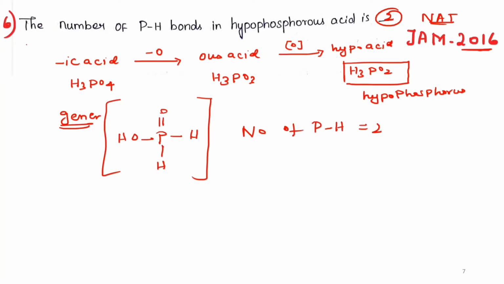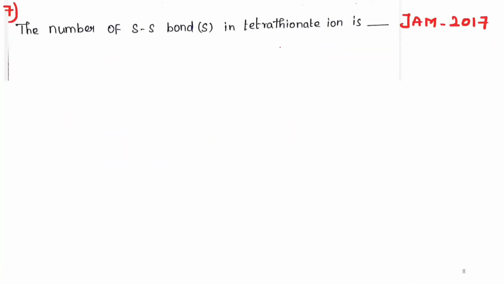It's a trick to find out the type of oxyacid of phosphorus. First, the ic acid, remove oxygen, you get the ous acid. Remove oxygen, you get the hypo acid. Very simple. Okay, I go for the seventh question. This is also very simple, similar to the polysulfur S-S linkage type of question.